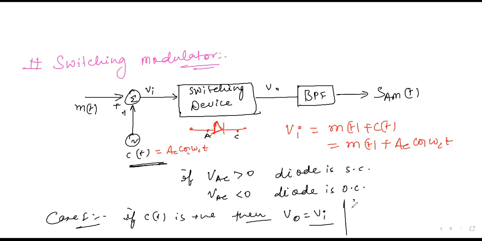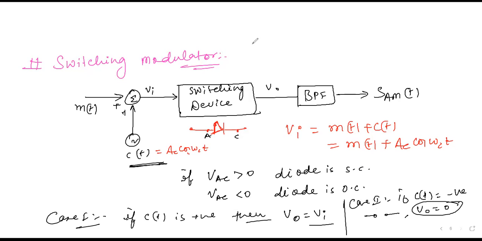Case 2, if C of t is negative, diode is reverse biased, this is open circuited, so V0 equal to 0. Is it clear, my dear friends? Please write each and every one.